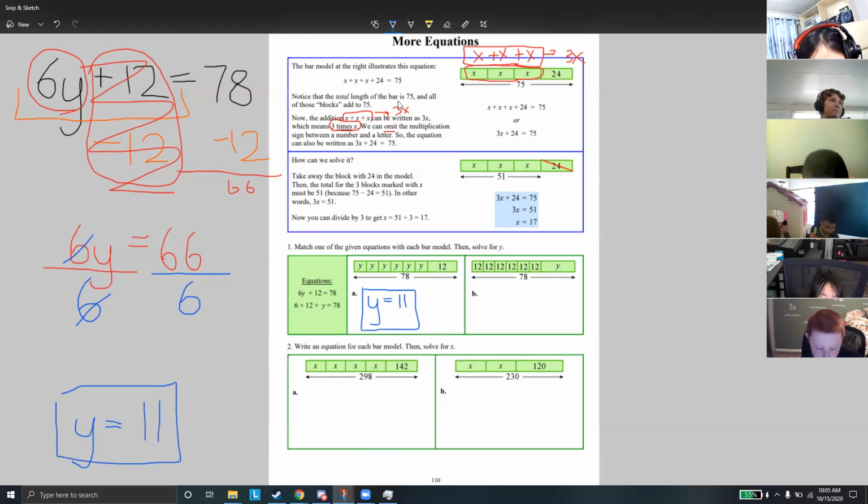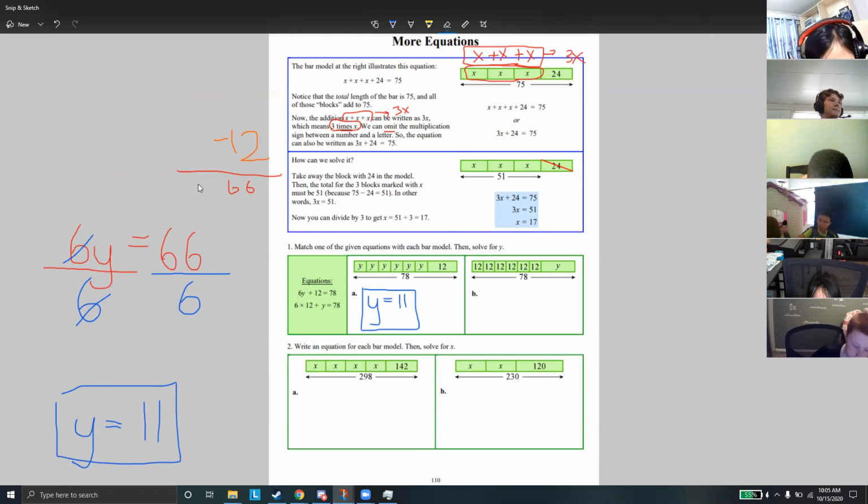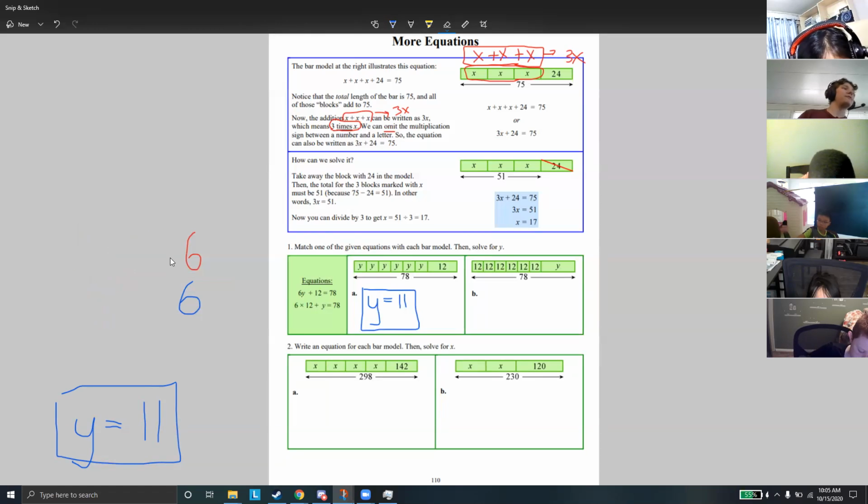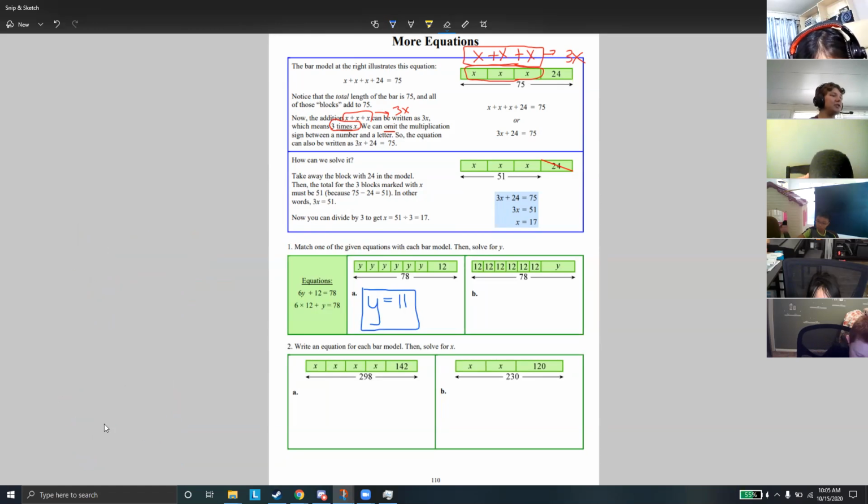Okay, so now I'm going to be moving on to question 2A. So I'm going to be erasing my work here. For question 2A, we actually don't have the equation. We only have the bar model. So we're going to have to use the bar model in order to find our equation.